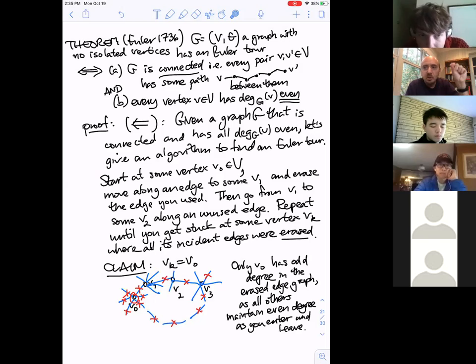That creates a little tour which might not use all of the edges, but now you repeat this. You take out the ones that you've used, and you still have a graph with all even edges, and you break it up into these tours, and then you splice them all together at the end. So this is sort of an interesting constructive algorithm. So any questions about that algorithm before we move on?